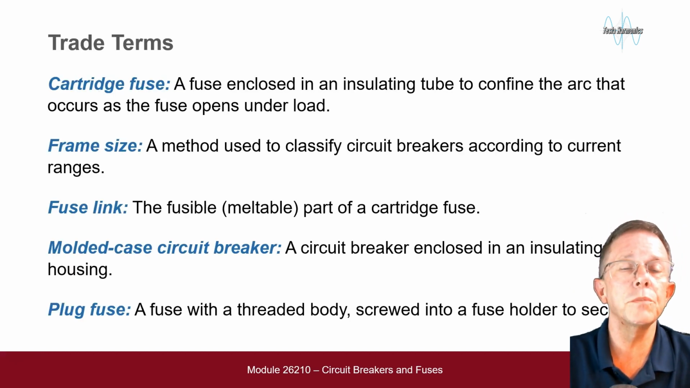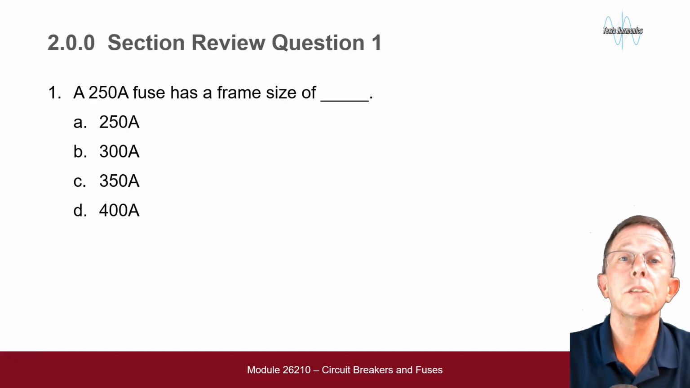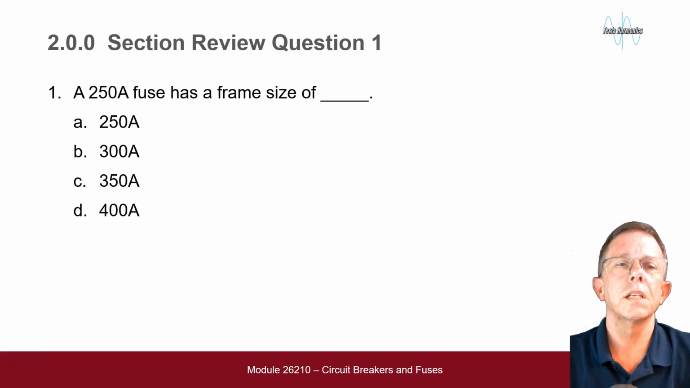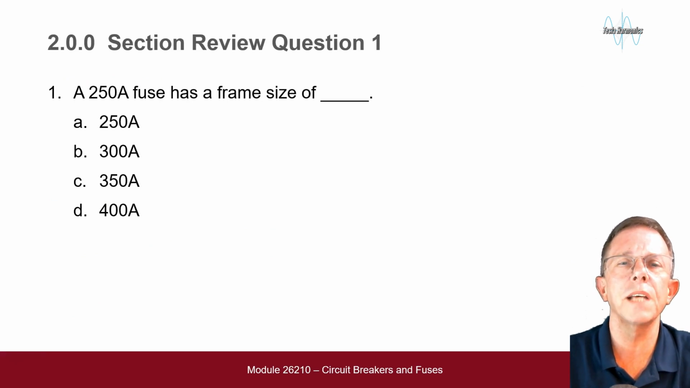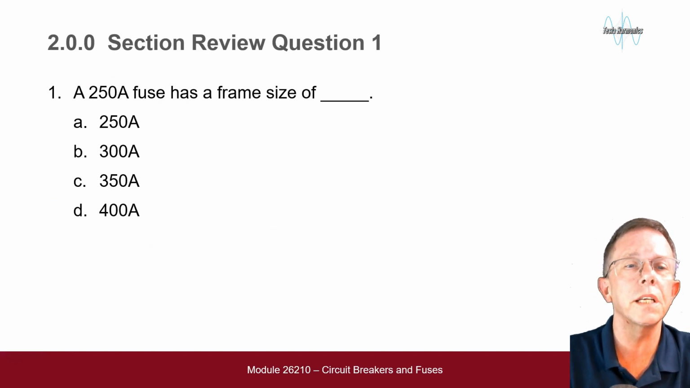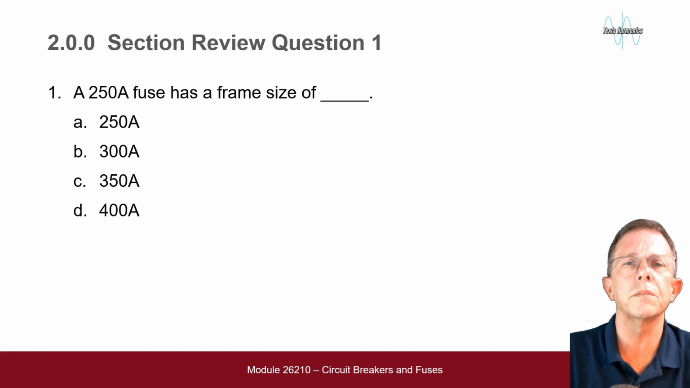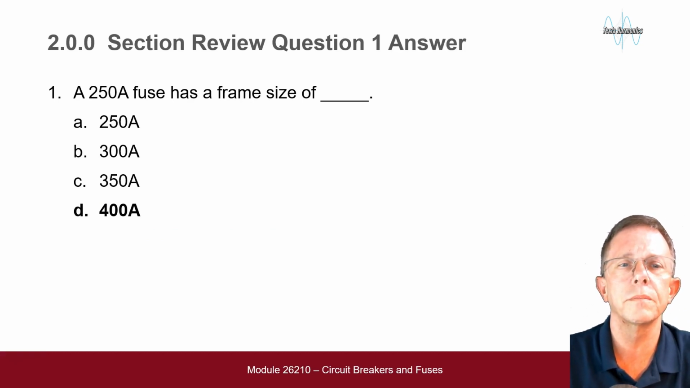And here are some trade terms you should read over and become familiar with for this section, and some review questions for this section. It says a 250 amp fuse has a frame size of 250 amps, 300 amps, 350 amps, or 400 amps. And that would be 400 amps.